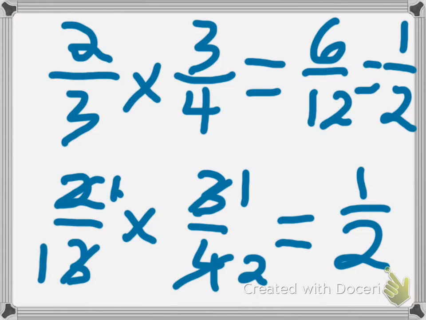and again, my product is equal to 1/2. So I have 1/2 of the total pizza. So 1/2 of the total pizza is 2/3 multiplied by 3/4. So that's multiplying fractions. Thanks.